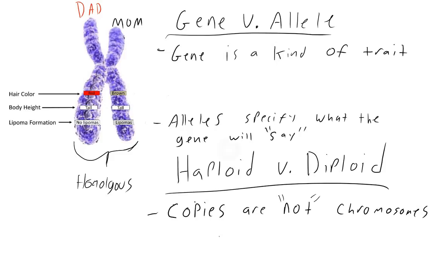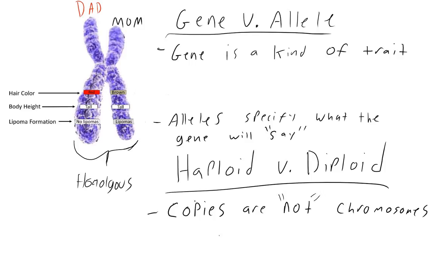And what it means is that you have dad's chromosome present and mom's chromosome present. And we're going to get into the idea of diploid and haploid and all that going forward. But first, what I wanted to also make sure that we have down is gene versus allele.